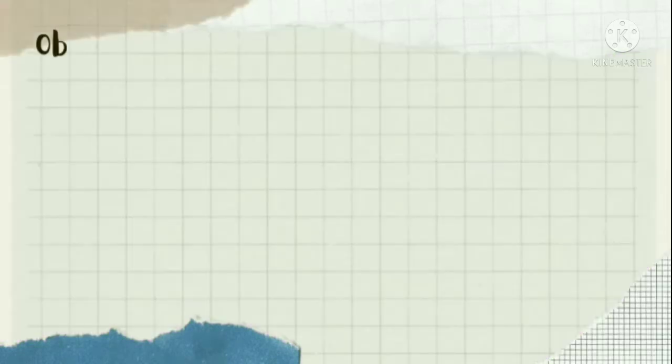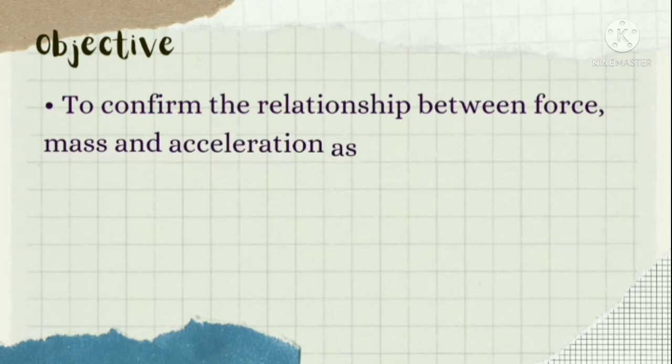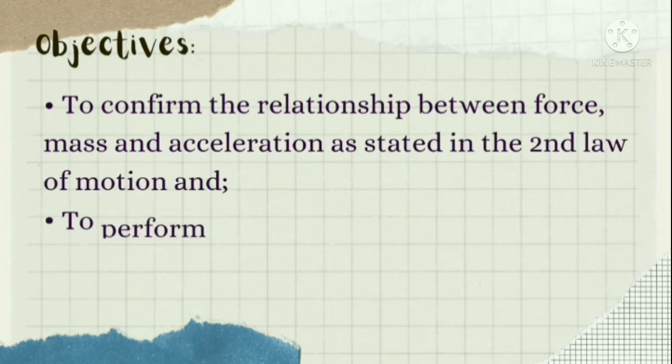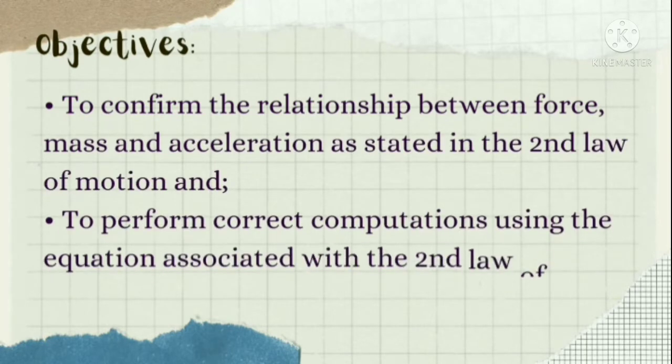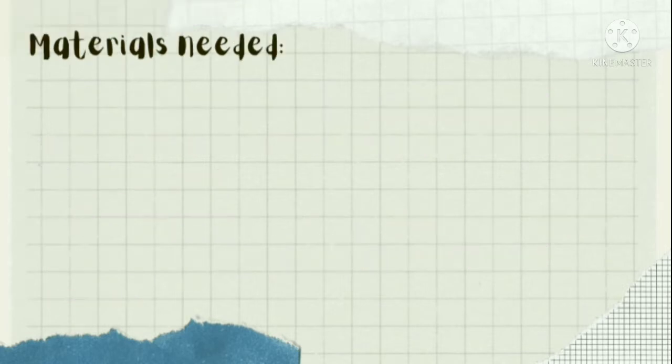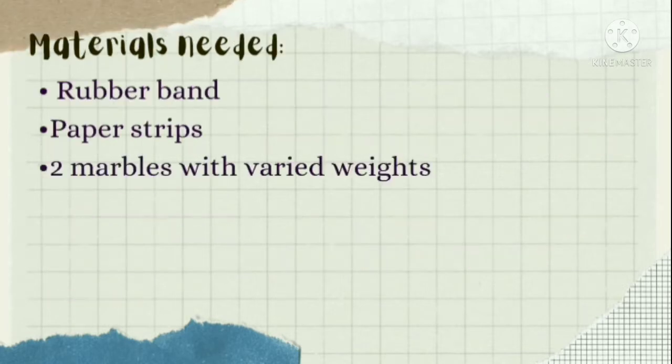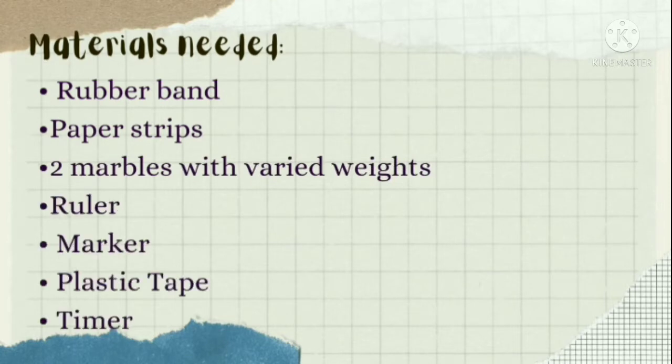Okay, so the objectives of the experiment are to confirm the relationship between force, mass, and acceleration as stated in the second law of motion and to perform correct computations using the equation associated in the second law of motion. The materials needed are the rubber band, paper strips, 2 marbles with varied weights, ruler, marker, plastic tape, and timer.